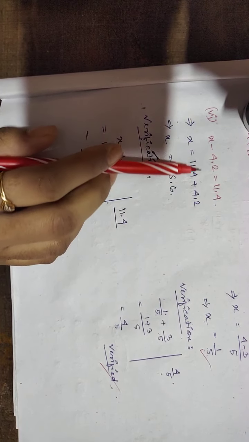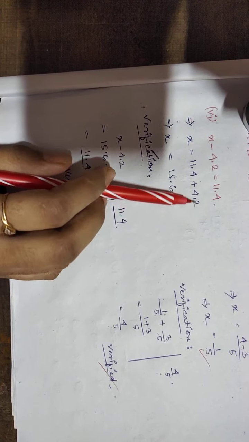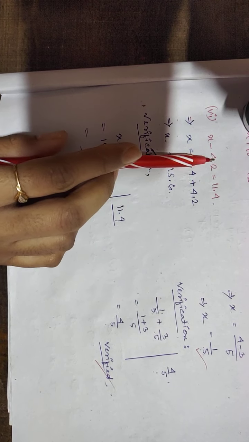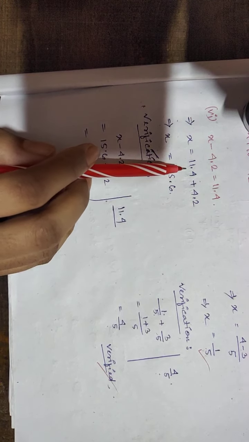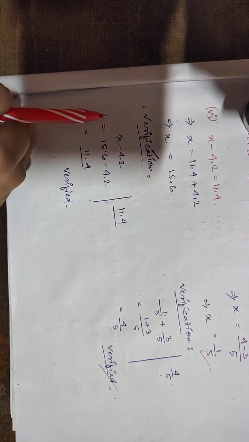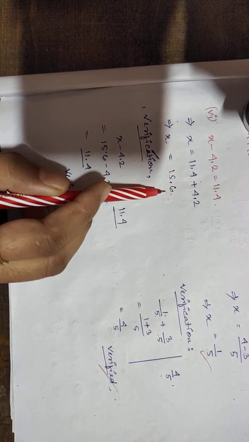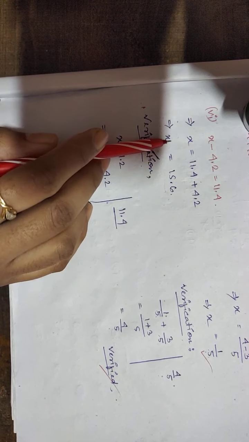Question 6: x minus 4.2 is equal to 11.4. In this also, I will shift this numerical value to that side. 11.4 plus 4.2, so x will be 15.6. Now verification, whether it is the root or solution of this equation or not.